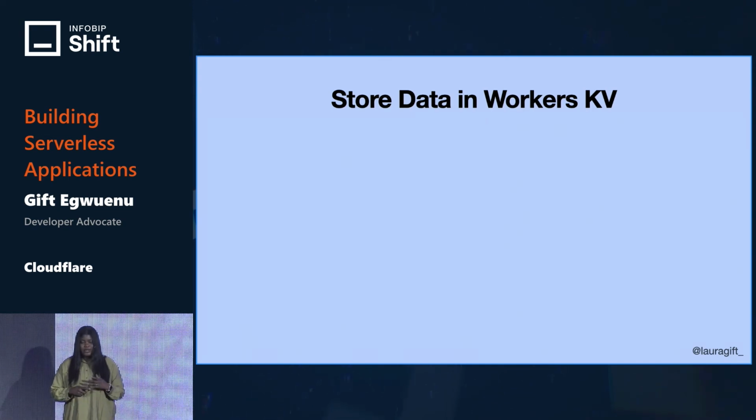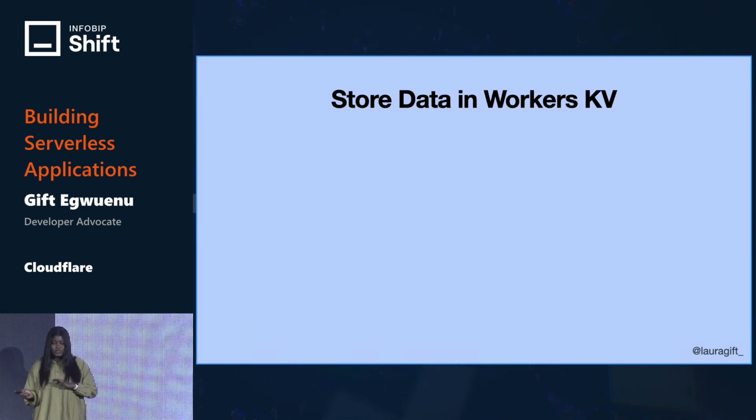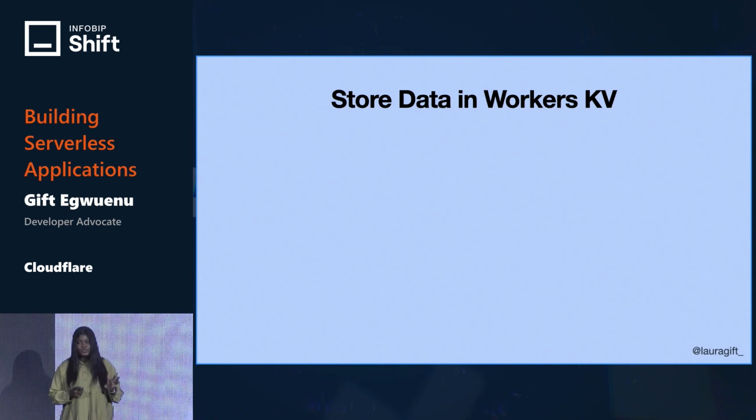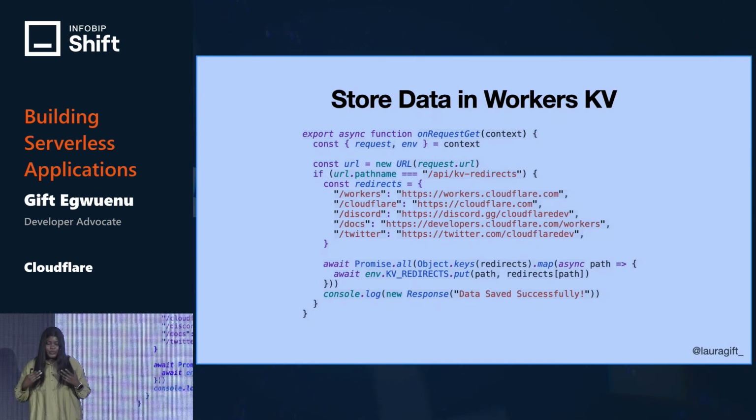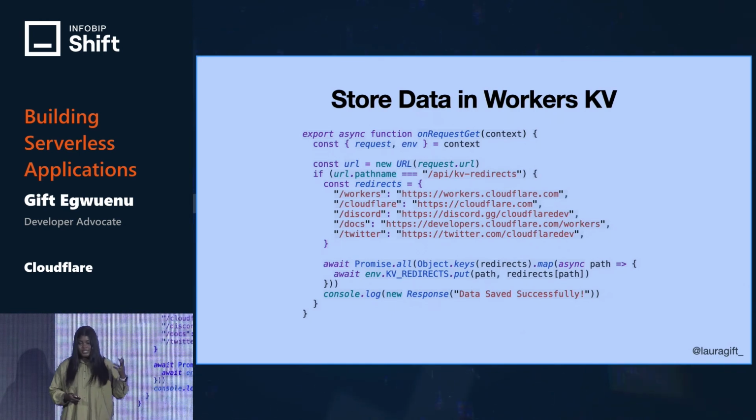Another example of how to use Pages functions in your application is using it to store data. Now, I mentioned Workers KV, right? Workers KV is a key value storage. It allows you to cache data on Cloudflare's edge network. In this example here, I have a redirect object. Now, what I want to do is store this object in KV, right? So that every time I fetch a specific URL, it goes to KV because it's cached on KV, fetches the URL and then redirects me to a specific website.